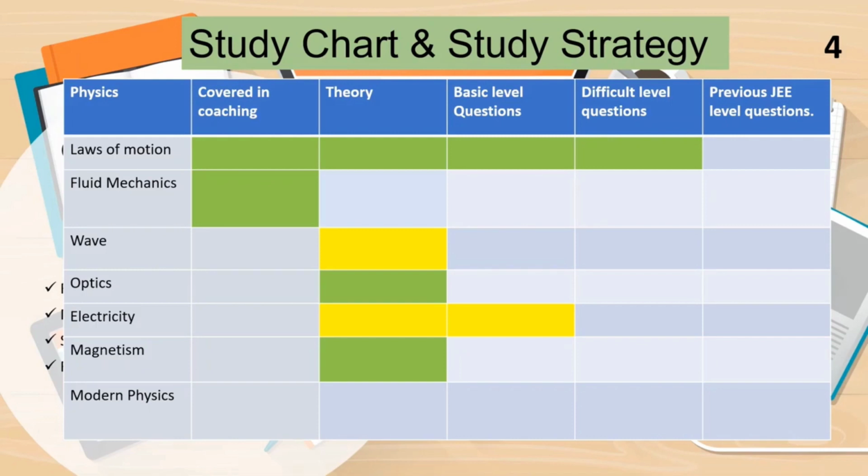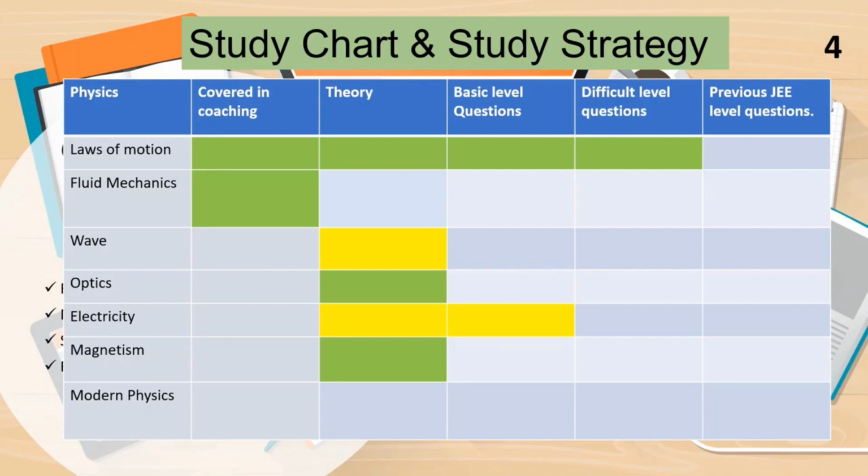Study chart and strategy would look something like this. You will create a chart wherein you will list down all the 11th, 12th topics from all the 3 subjects, and then you will create more columns like covered in coaching class, theory, basic level questions, previous JEE level questions. You should aim to make all the cells green. Green meaning that you have high confidence in that particular area.